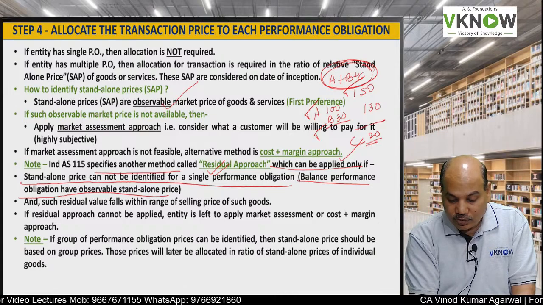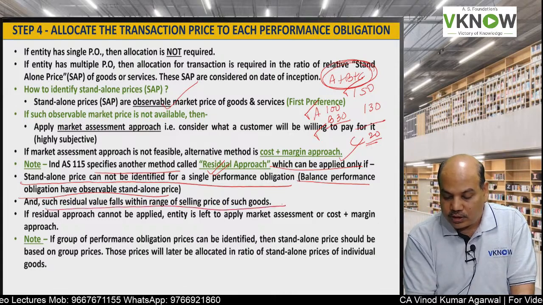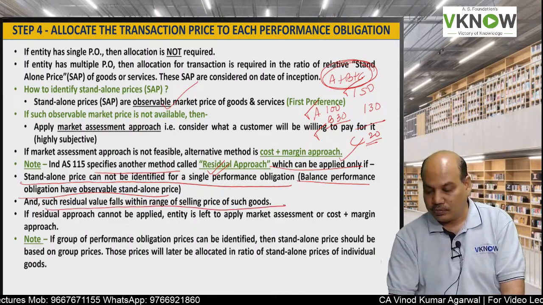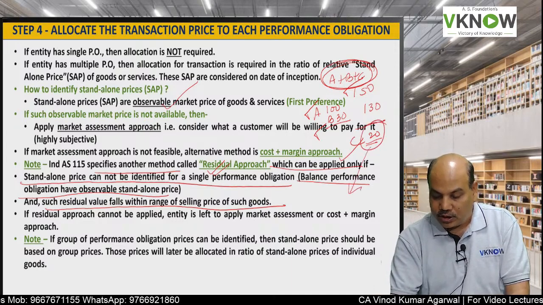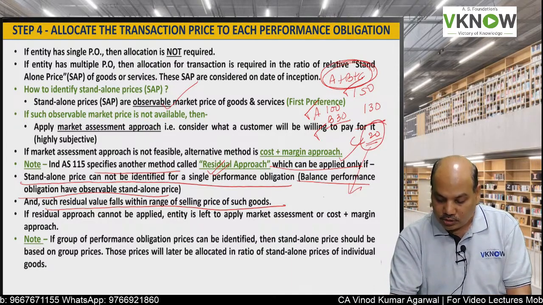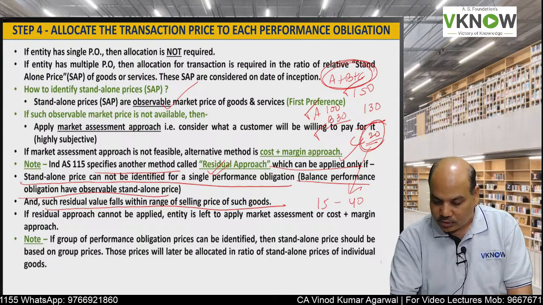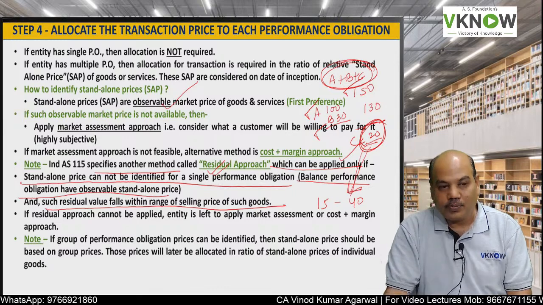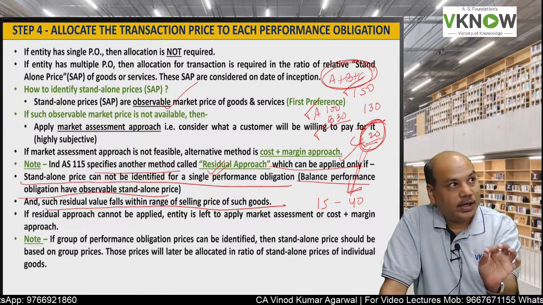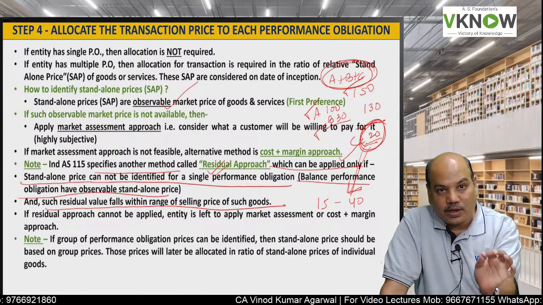And the next thing, such residual value should fall within a range of selling of such goods. 20 rupees should be in the range of selling such goods. Suppose C is sold somewhere in the range of 15 to 40 rupees. This 20 comes between 15 and 40, then I can take 20 rupees as residual price for C.